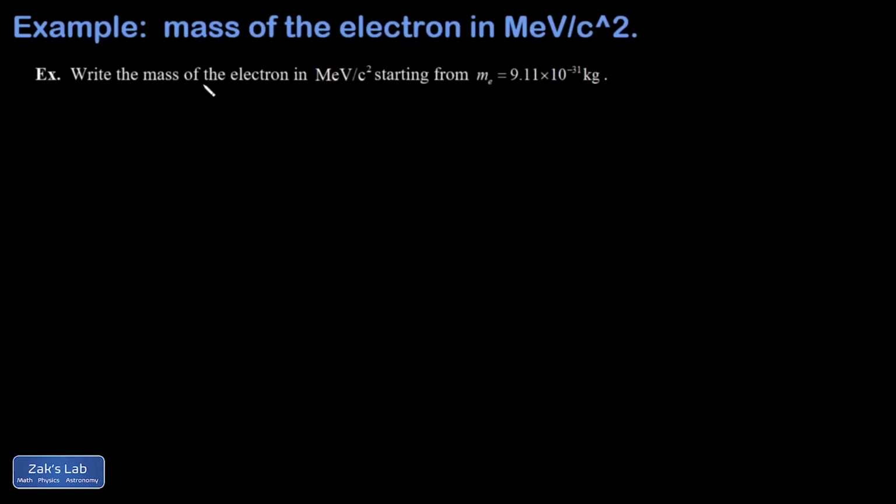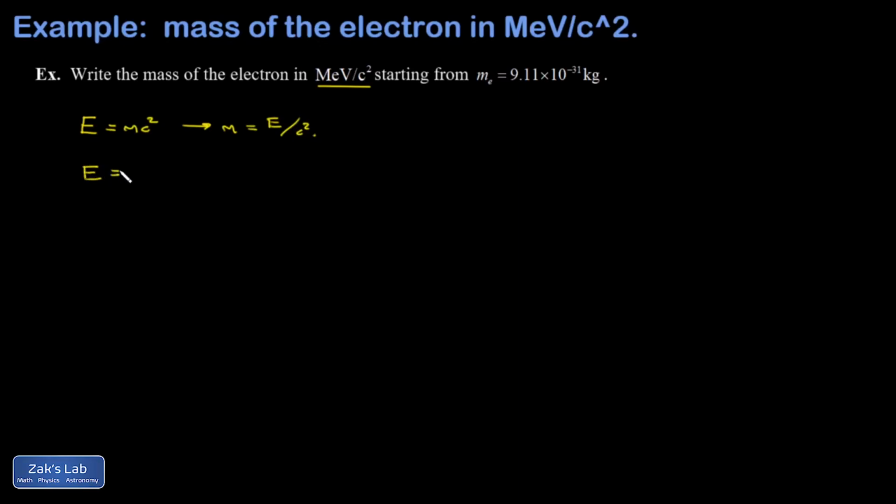In this video, we're going to convert the mass of the electron into these new units, MeV per c squared, that are really convenient for doing nuclear physics calculations. And where this comes from is writing down the famous equation E equals mc squared for the energy equivalence of a mass, and c squared there is the speed of light squared. And we'll also need this same equation solved for m.